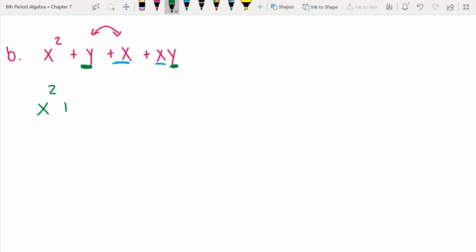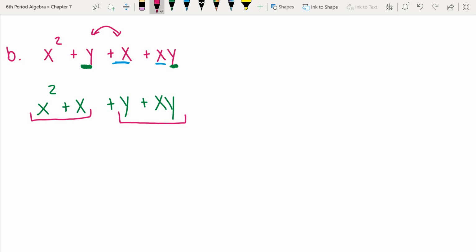So I have x squared, now plus x, plus y, plus x times y. Notice now that if I try to group things together, I can make a group that has a common variable of x, and I can make a group that has a common variable of y. And that is what I want. I want to be able to group things together in order to find a GCF, or a greatest common factor.